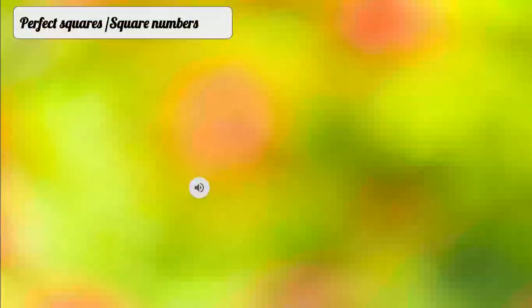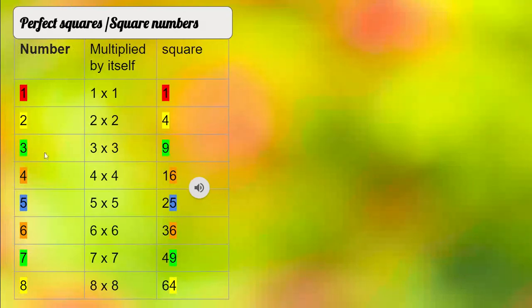Next point is perfect squares or square numbers. In the previous slide, we already discussed what a square is: when a number is multiplied by itself, we get a square. So here, what are perfect squares? Perfect squares are integers or numbers multiplied by themselves that give a perfect square.